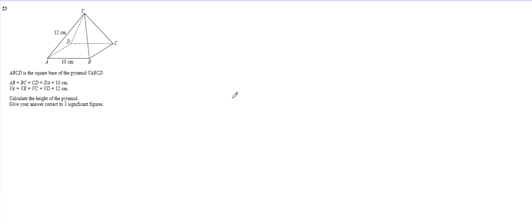Hi there guys, question 23, we have a square-based pyramid. Now, let's digest some of this information. So we're saying line AB, so that's this one here, which we can see as 10, is equal to BC, which is equal to CD, which is equal to DA. So all of these lines along the base, they're all 10, okay?